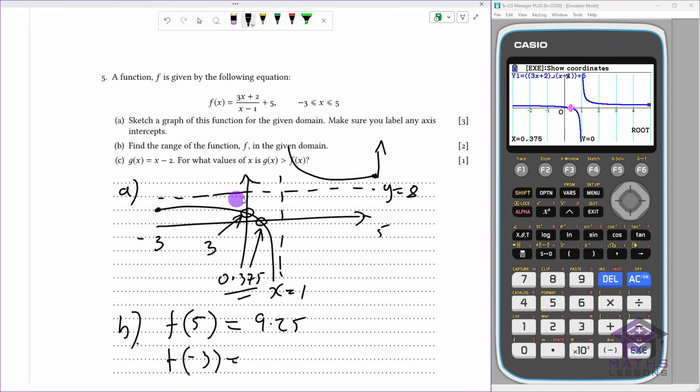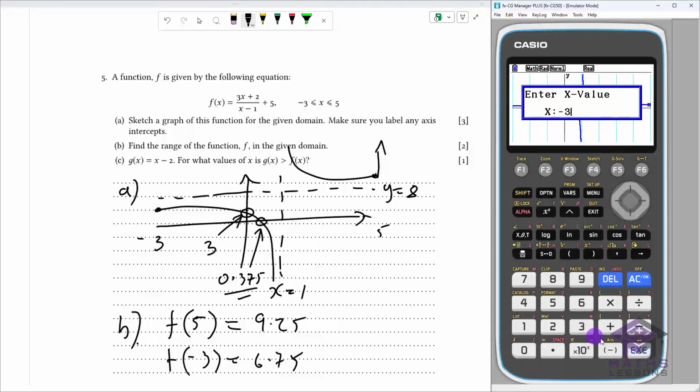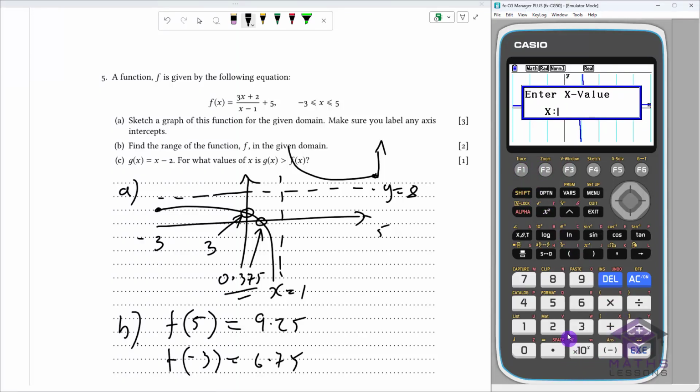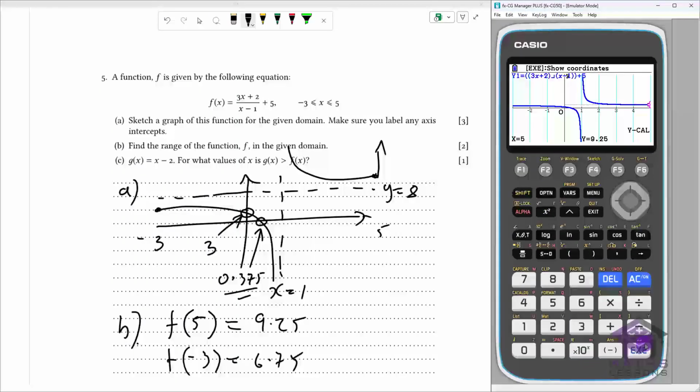And f of -3: when we put it in, we get 6.75. So you just put 5 into here, and you put -3 into this. Or what you can do, if you've got the graph already up, is find the y-calc when x is -3, and it gives you 6.75, and we can do the y-calc when x is 5. And put those in, because those are the limits of the domain, so they're going to affect our range. So we know that f of x must be greater than or equal to 9.25, or it's going to be less than 6.75.